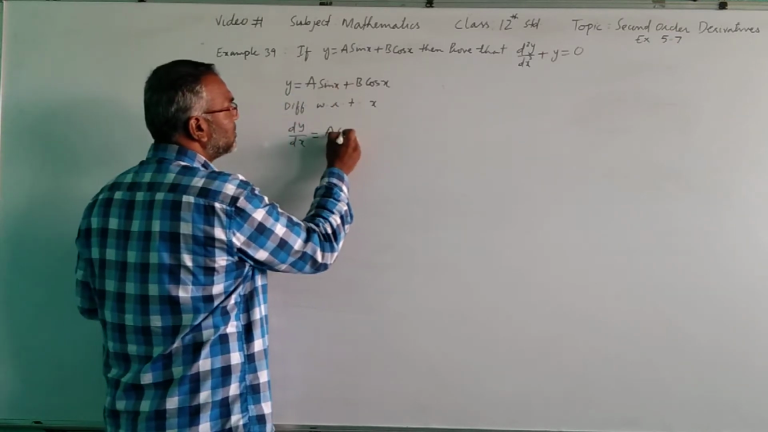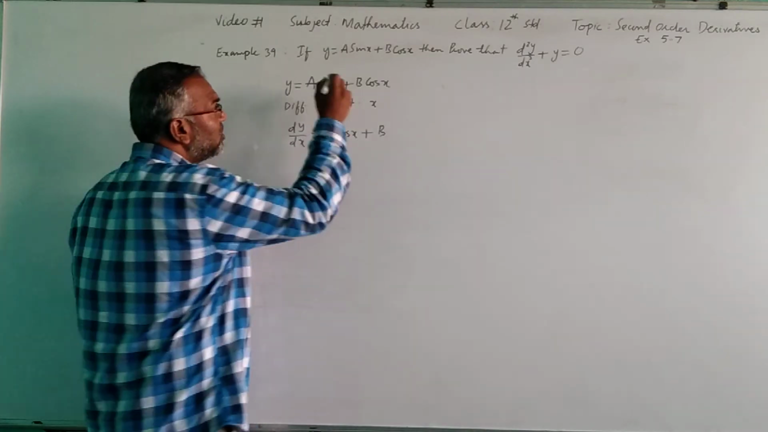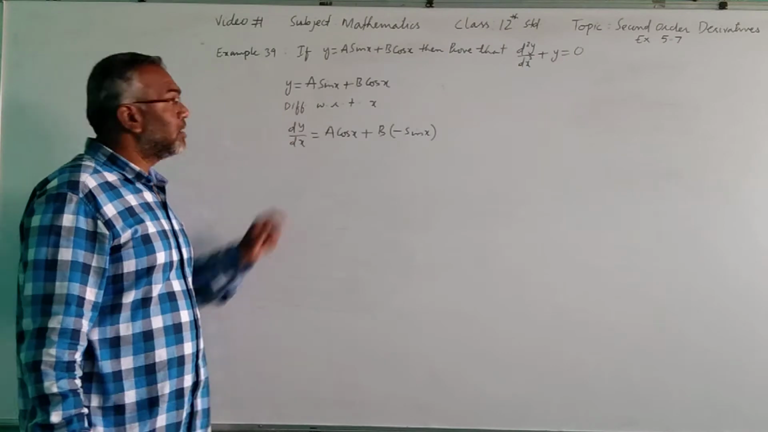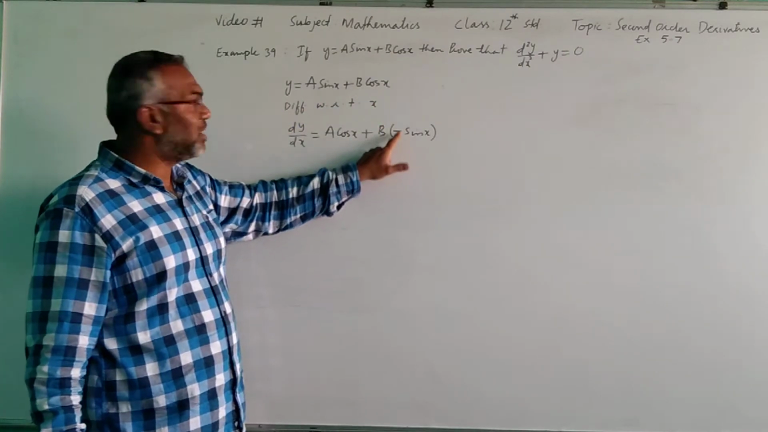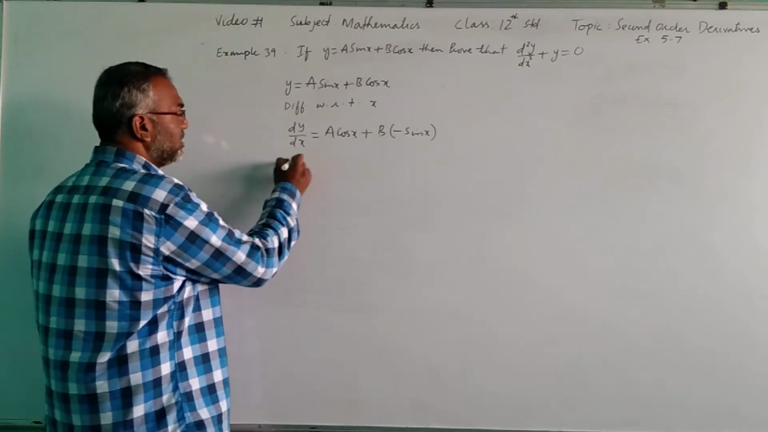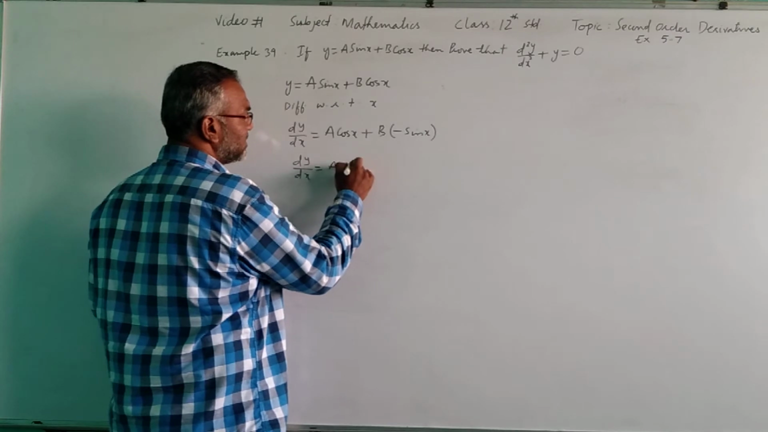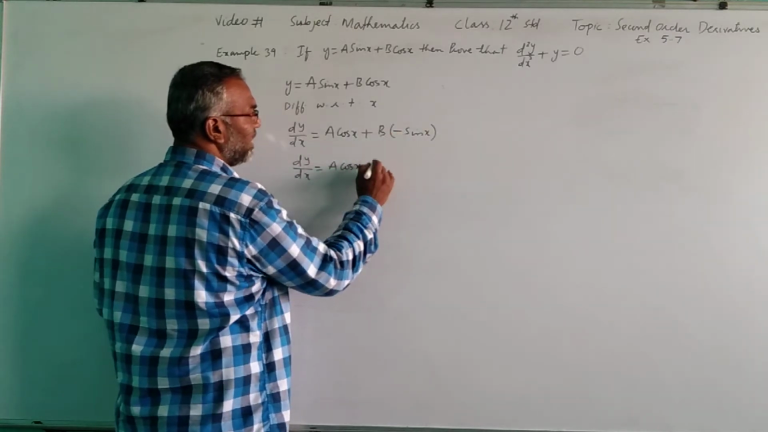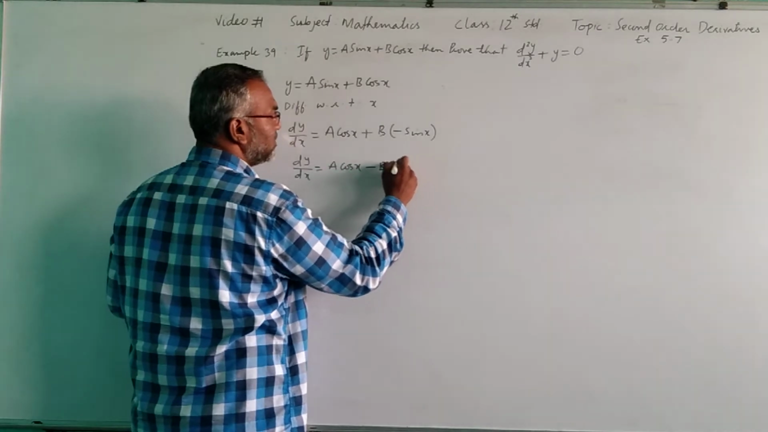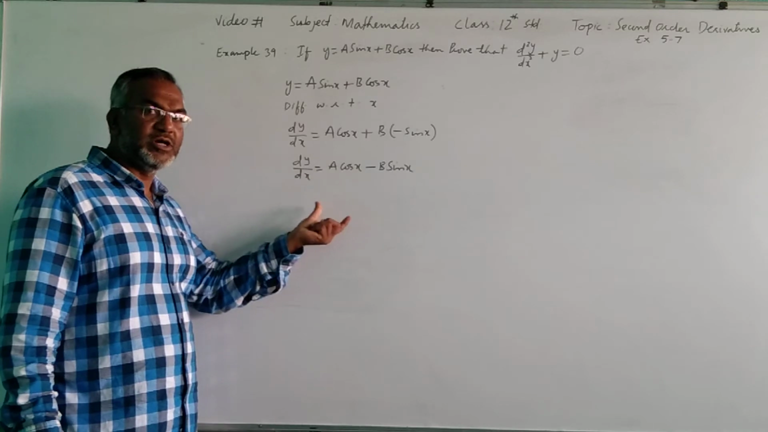Differentiation of sin x is cos x plus b constant as it is. Differentiation of cos x is minus sin x. Because b and cos are in multiplication, that's why I'm writing bracket. Right? That's important. Okay. Then therefore dy by dx will become a cos x plus into minus is minus, b sin x. We got first order derivative. This is the first order derivative.